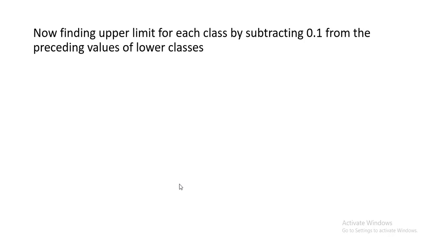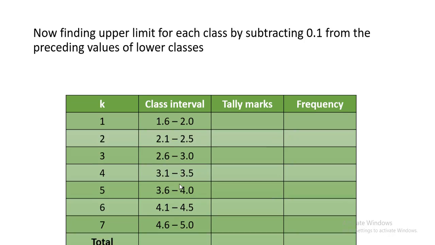Now we need to find the upper limit, and the upper limit is calculated by subtracting 0.1 from the preceding value of the lower classes. Alright, what does that mean? As I told you all in my previous videos, whenever discrete, whole number data is given, we subtract 1. But for continuous data, we subtract 0.1 from the preceding value of the lower class to get the upper limit value of the previous class.